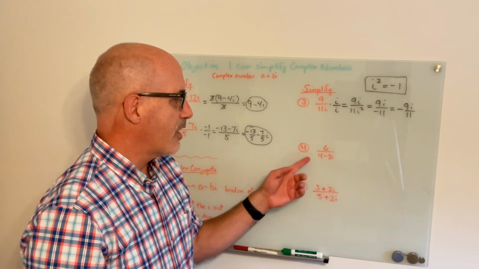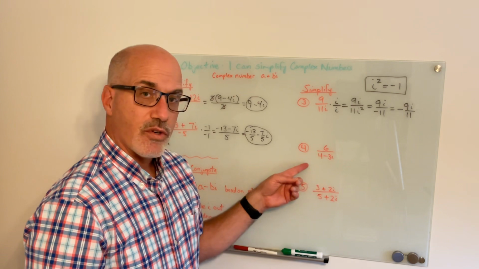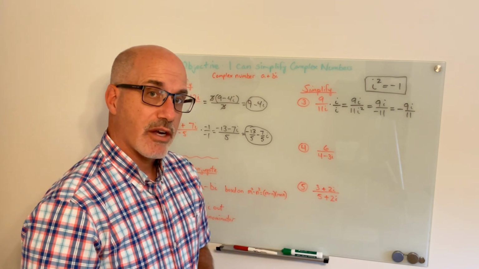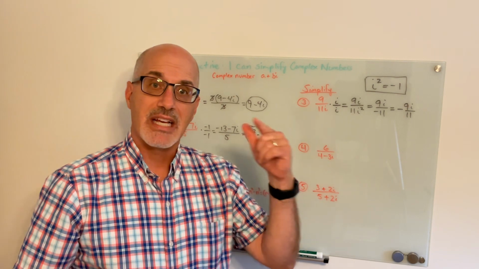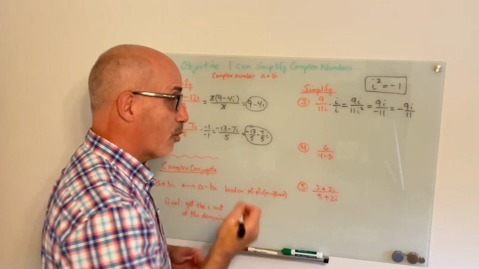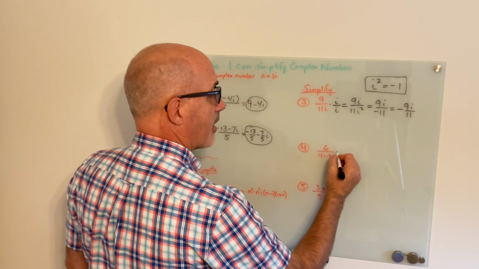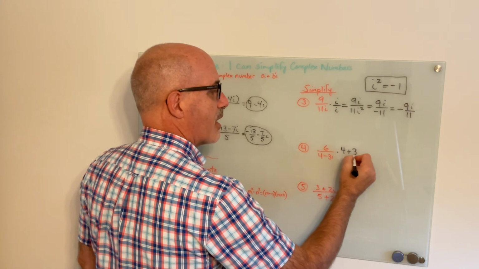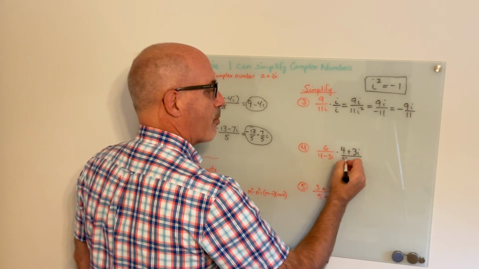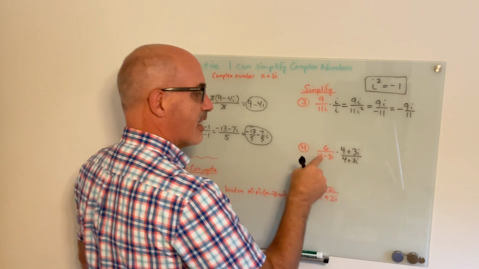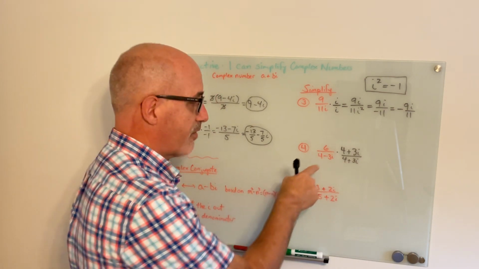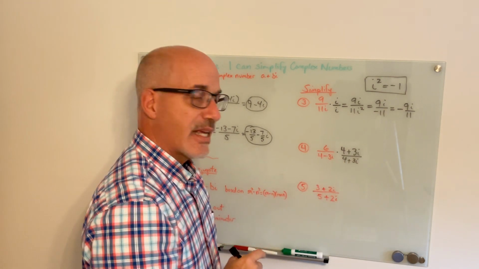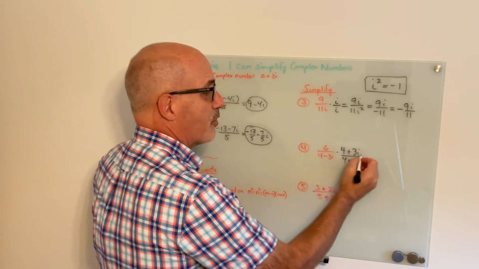Now this one, notice it's got a full complex number in the denominator. So I'm going to multiply by the conjugate, double distribute, and it will eliminate the i's in the denominator. You'll see. Let's take a look. So 4 plus 3i is the conjugate of the denominator. If this is a minus, make it a plus. And now I'm going to go ahead and multiply both sides.